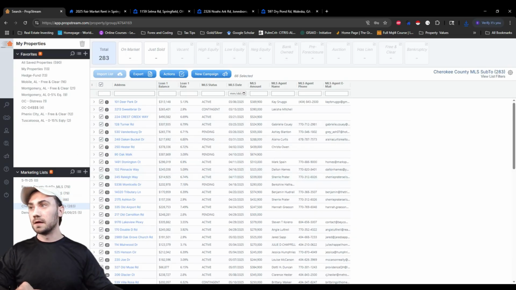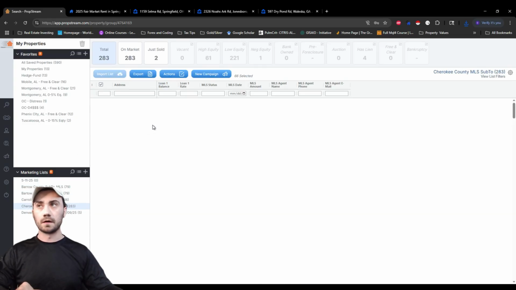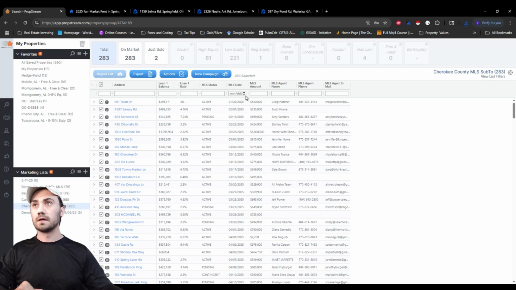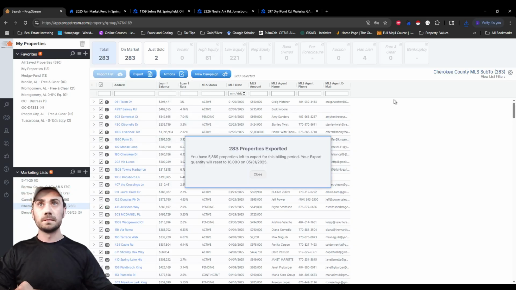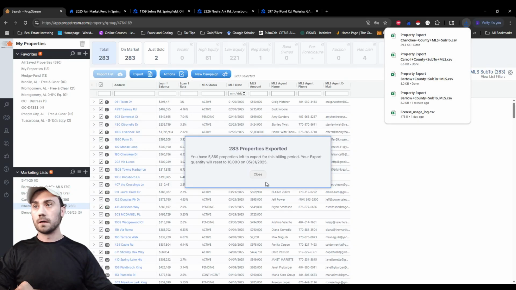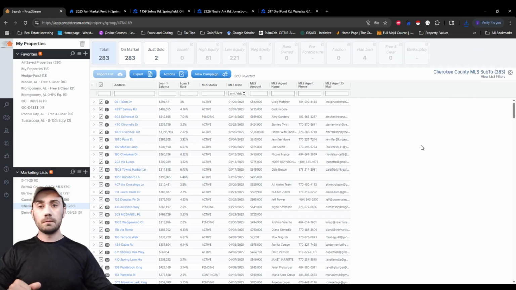And then lastly, Cherokee County, which I'm very excited for because this is a very nice data set. We have 283 properties here. That's going to make a potential candidate list for subject to and hybrid transactions. So let's go to the Actions tab, export the CSV file, and we're good to go. So PropStream is finished. So we don't need PropStream anymore.